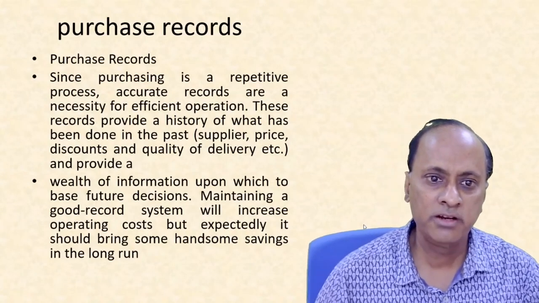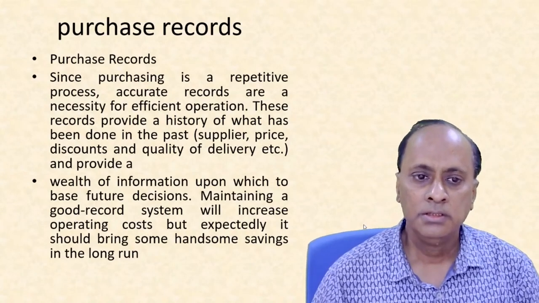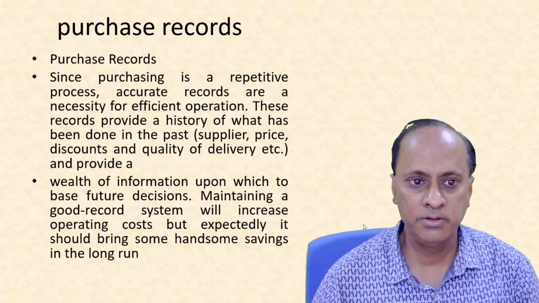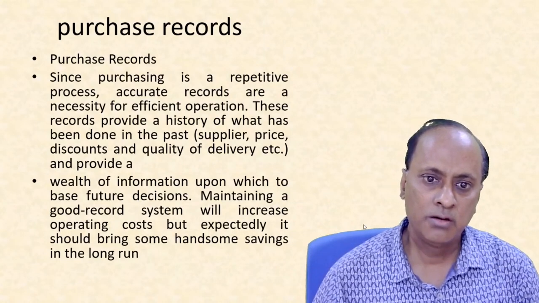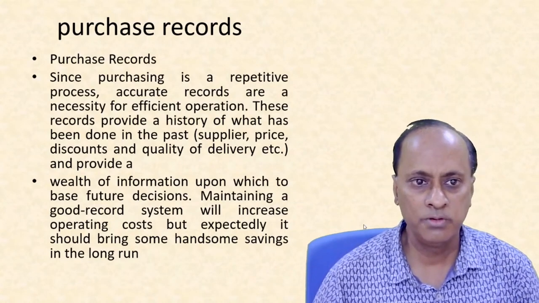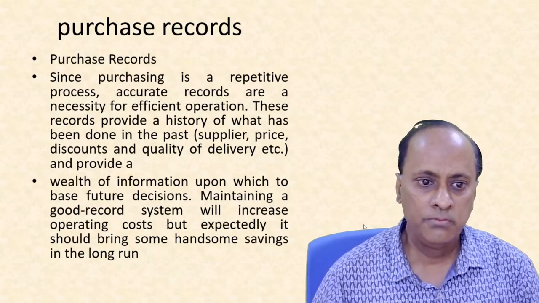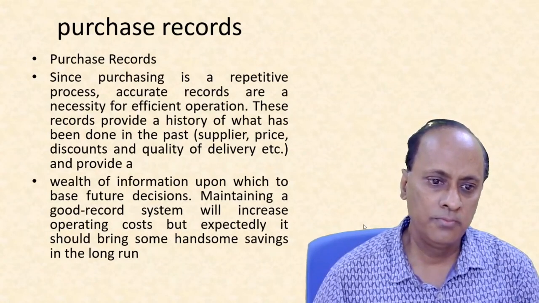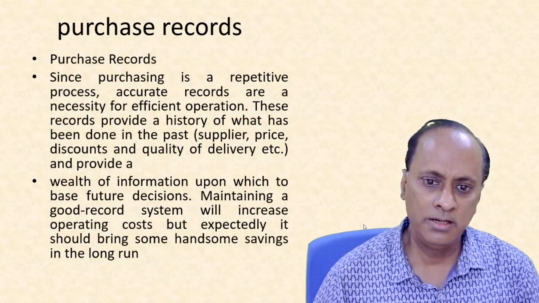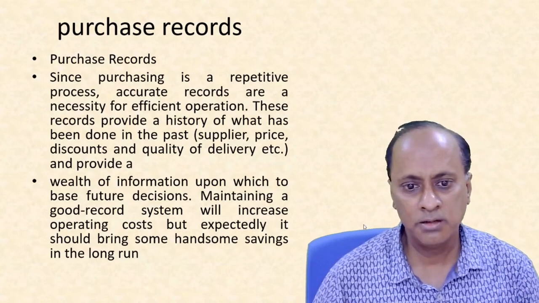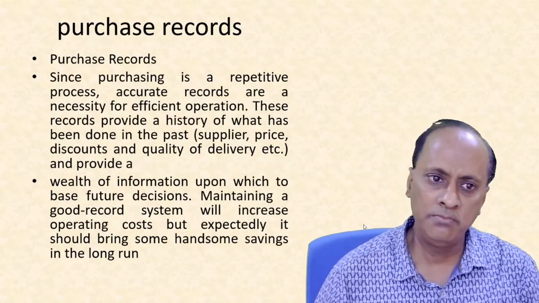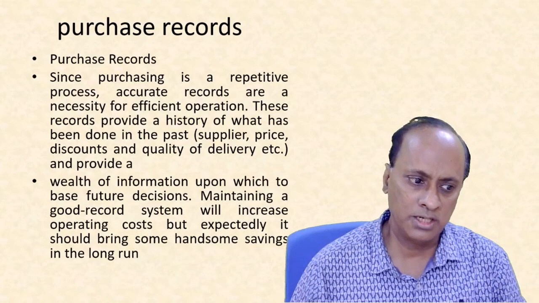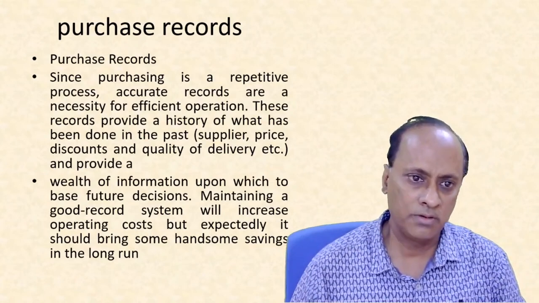Purchase records: since purchasing is a repetitive process, accurate records are necessary for efficient operations. These records provide a history of what has been done in the past: supplier, price discount, quantity of delivery, etc., and provide a wealth of information upon which future decisions can be made. Maintaining a good record system will increase operating cost, but expectedly it should bring some handsome saving in the long run. So, since purchase is not a one-time process, it is a repetitive process. It goes on till the organization survives.